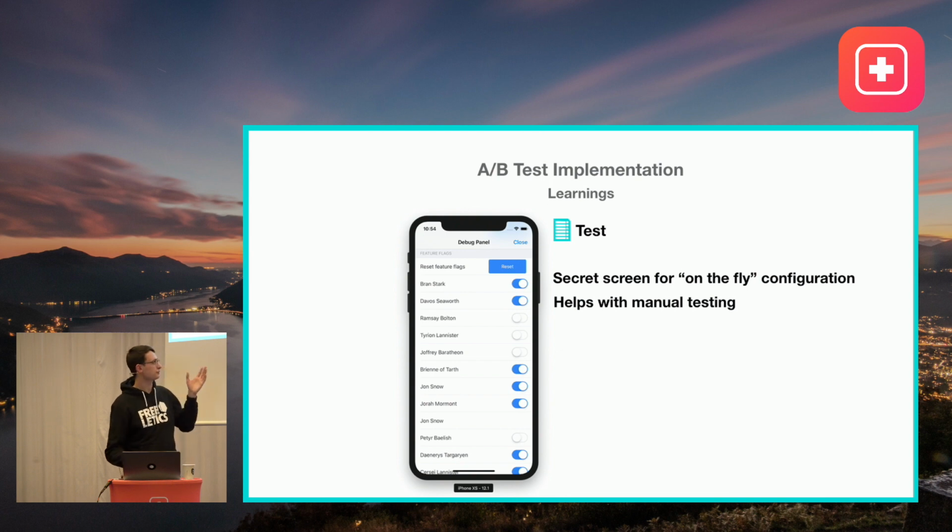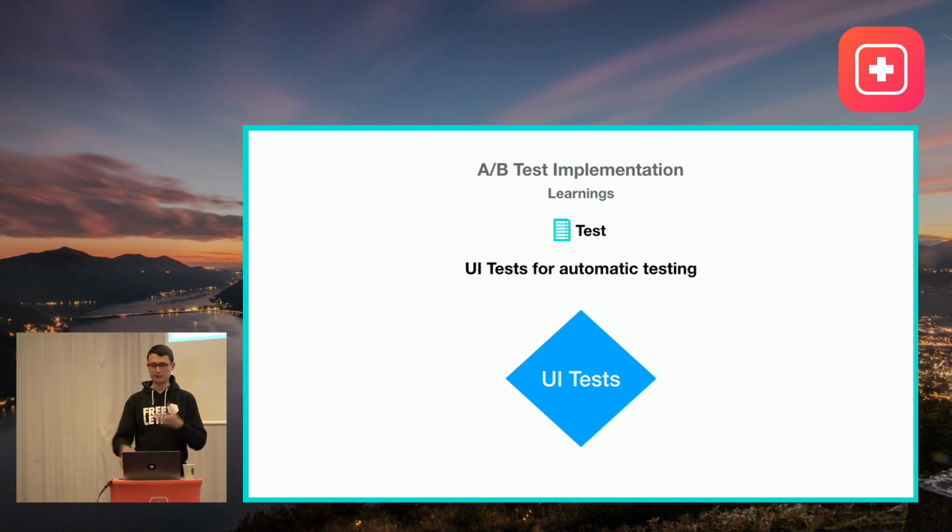We call this screen the debug panel, and it has more than just setting feature flags, but the topic now is A/B testing. Manual testing is good, but not enough. We also use UI tests for ensuring our quality. And here is how we implement it in our application.